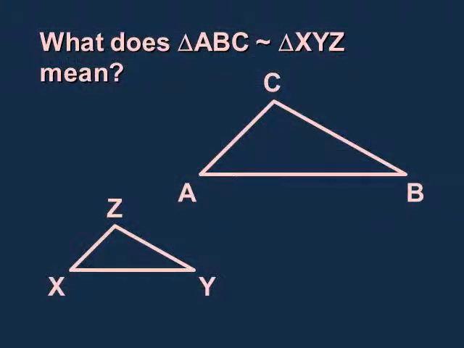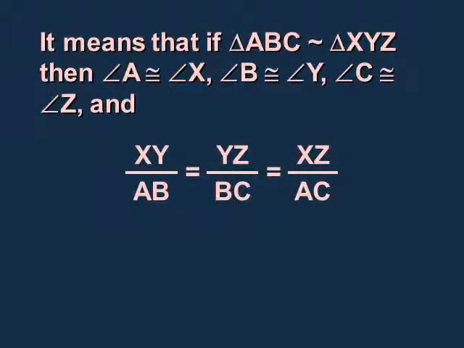Okay, so just a review of what triangle ABC similar to triangle XYZ means. It means that if the triangles are similar, then angle A is congruent to X, B is congruent to Y, and C is congruent to Z, and then all the sides are proportionate to one another based on how they are written. So XY is proportional to AB, and so on.